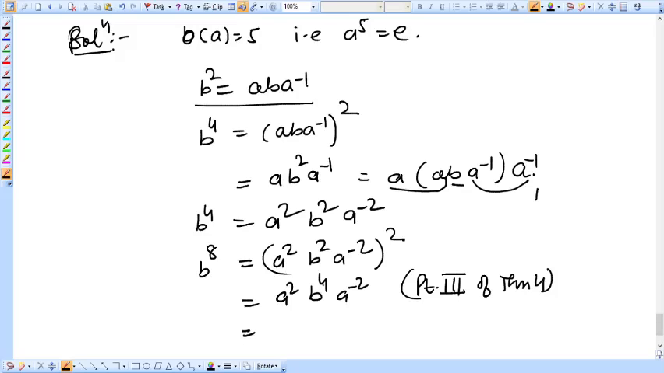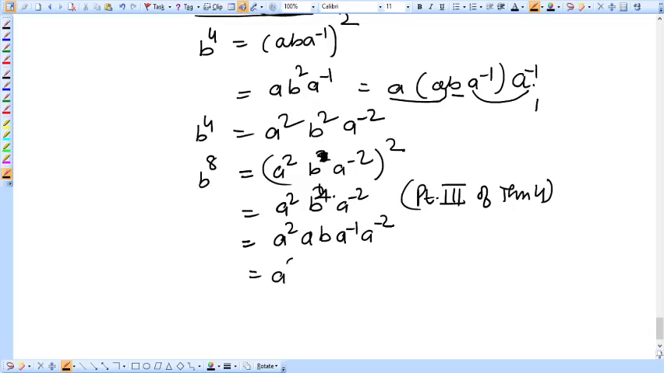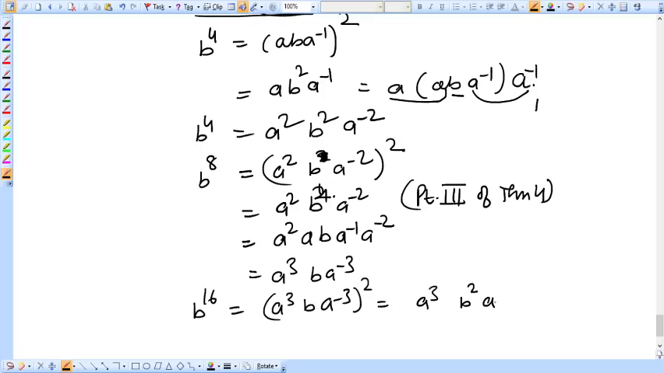I'm sorry, this was not B^2, it was B only, because we have replaced B^2 by A B A^{-1}. So again replacing B^2 by this, we get A^2 A B A^{-1} A^{-2}, which is equal to A^3 B A^{-3}. Again squaring, this is B^16, and we get (A^3 B A^{-3})^2, which is equal to A^3 B^2 A^{-3}.